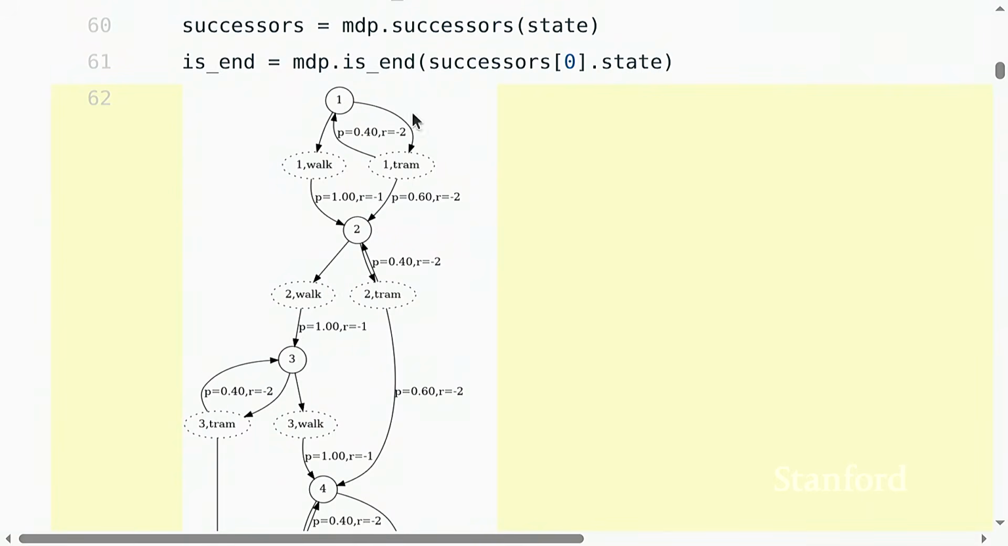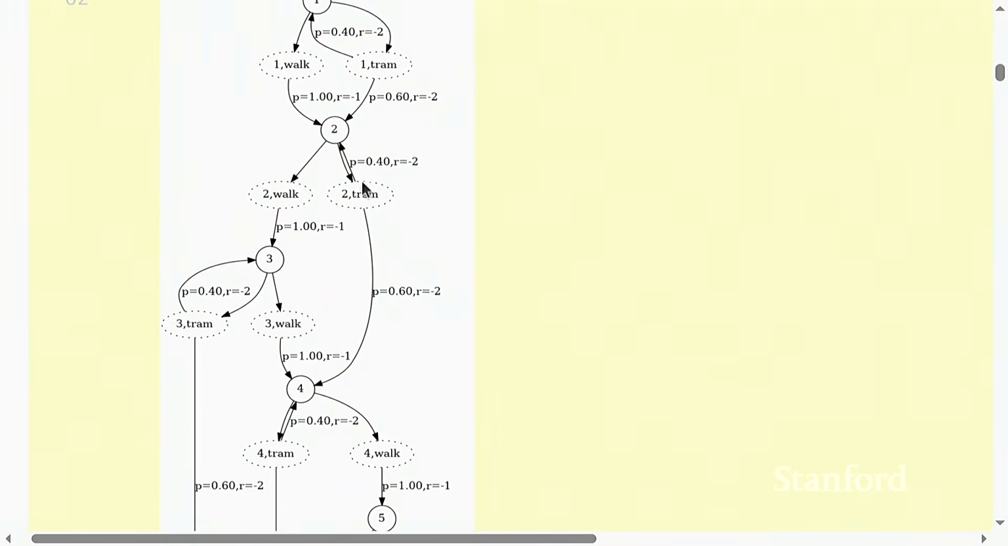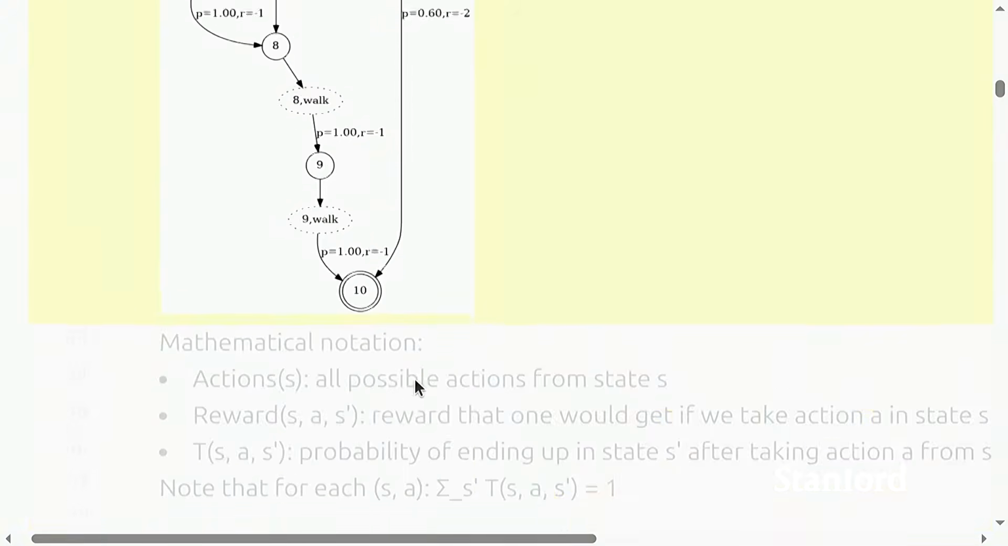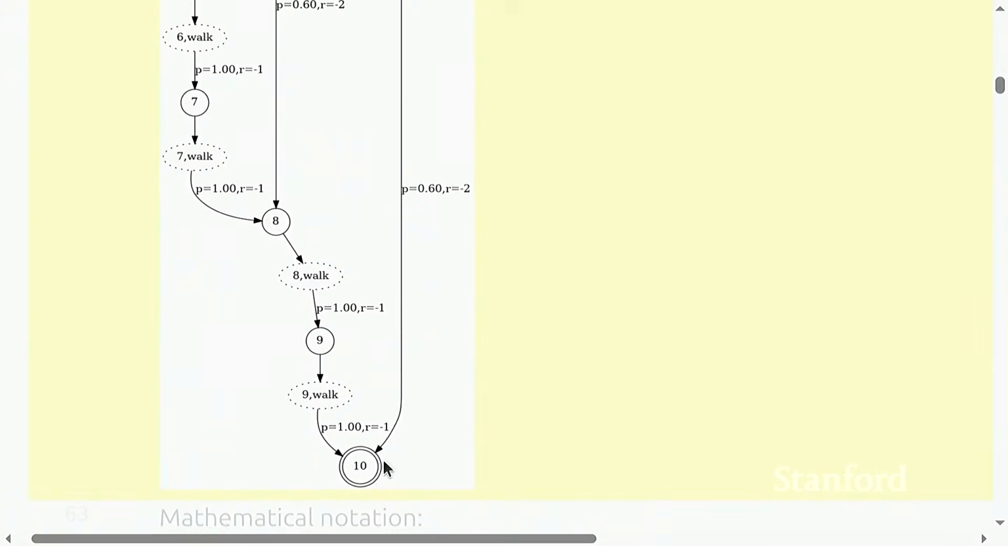And if I take the tram action, then notice that there are 2 edges coming out of tram. I can go to state 2 with probability 0.6, reward of minus 2, or I stay in state 1 with probability 0.4 and reward minus 2. Okay, and then from 2, I can walk. It goes deterministically to 3. I can either try to take the tram, in which case either I stay in the same place, or I go to 4, and so on. And you can see the graph, and eventually everything goes to 10.